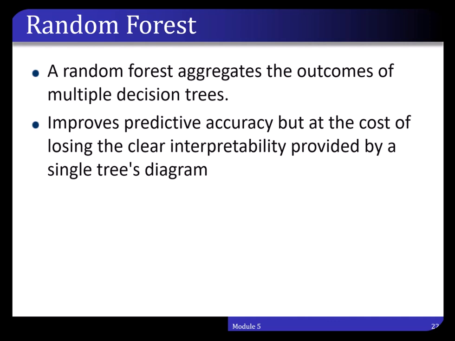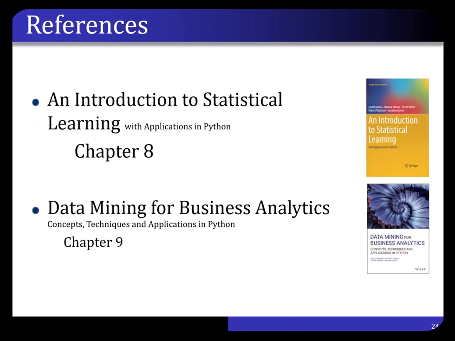This is an advantage, but the disadvantage is that this is coming at the cost of losing the clear interpretability provided by a single tree's diagram, because in a single tree we can interpret what the decision of the tree is, but in random forest we are aggregating multiple, sometimes tens or hundreds of trees, which might not be easy to interpret. If you are interested in the theory of random forest and decision trees, you can take a look at chapter 8 of Introduction to Statistical Learning or chapter 9 of Data Mining for Business Analytics.